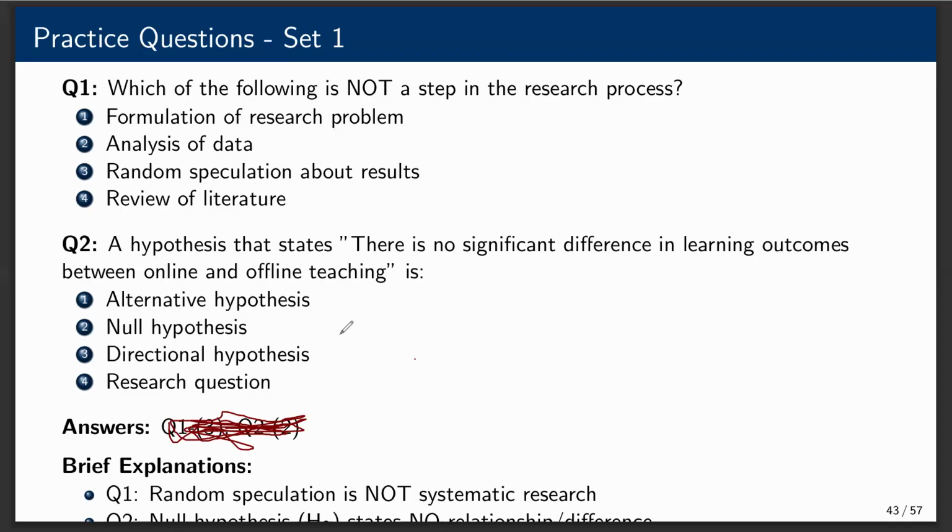So now let me ask you one more question related to research process. How many steps of research process are there? Sir, 10 steps. 10 steps. Very good. Next question.